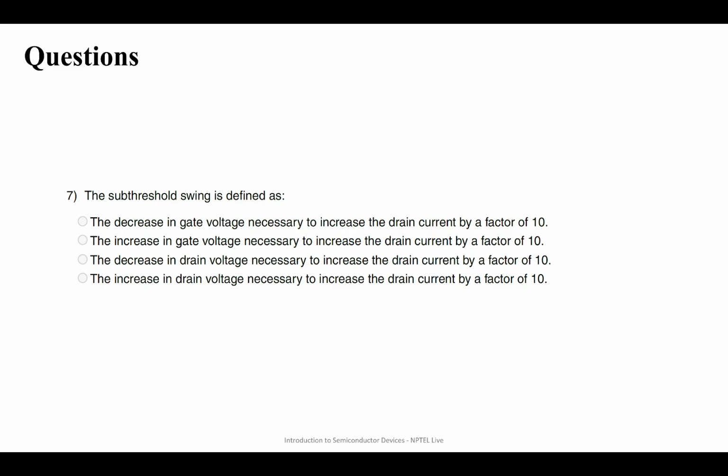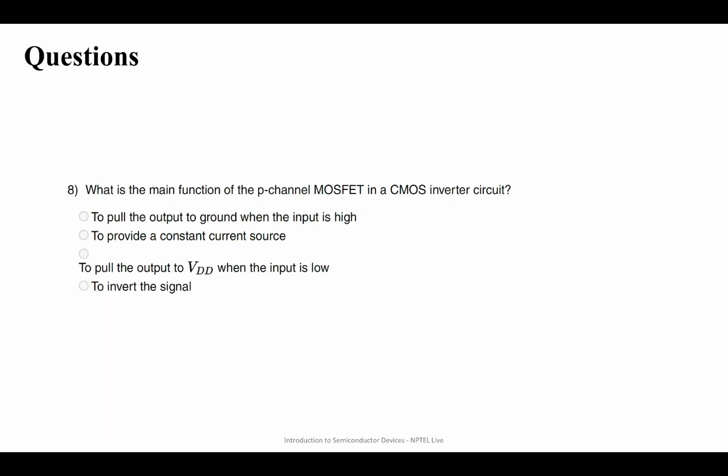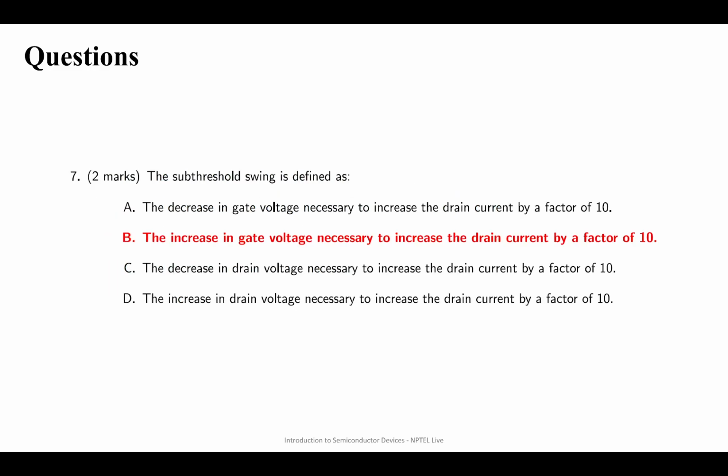The sub-threshold swing is defined as decrease in gate voltage necessary to increase the drain current by a factor of 10. Increase in gate voltage necessary to increase the drain current by a factor of 10. Decrease in drain voltage necessary to increase the drain current by a factor of 10. Increase in drain voltage necessary to increase the drain current by a factor of 10. So the correct answer is increase in gate voltage necessary to increase the drain current by a factor of 10.